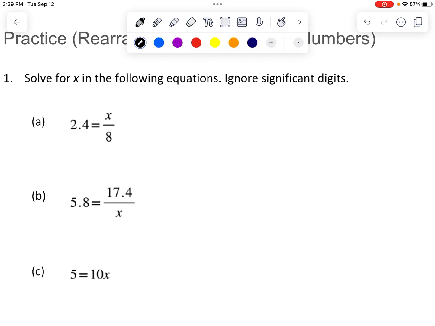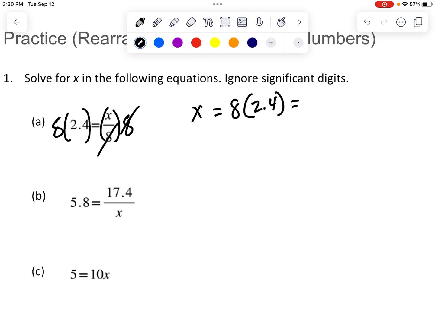And so in this question, we have x over 8 equals 2.4. If I multiplied both sides by 8, my 8's would cancel out, and my x would be equal to 8 times 2.4, which would give me my answer.